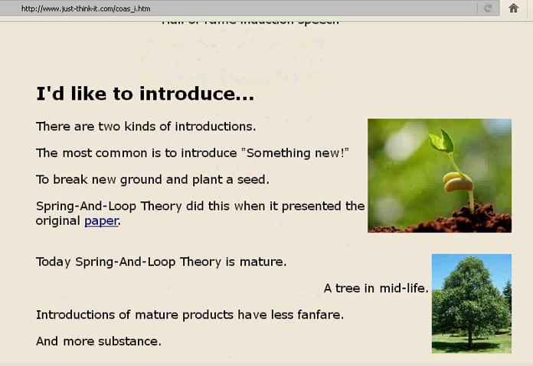The most common is to introduce something new, to break new ground and plant a seed. Spring and Loop Theory did this when it presented the original paper. Today, Spring and Loop Theory is mature, a tree in midlife. Introductions of mature products have less fanfare and more substance.